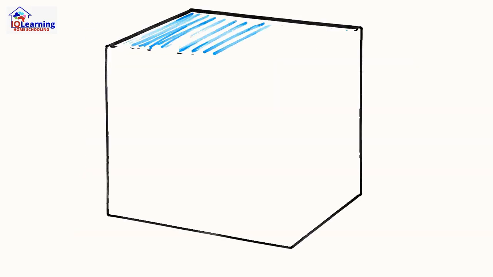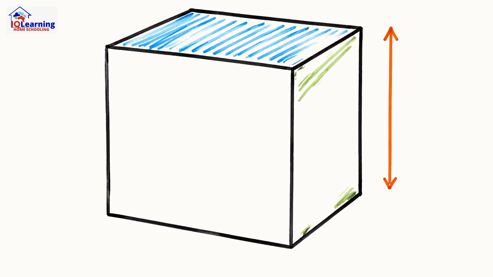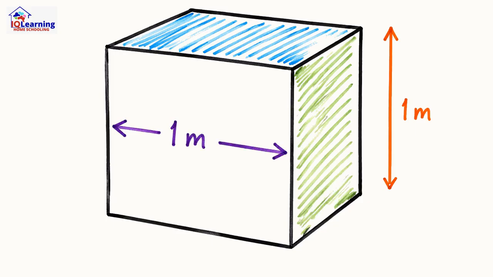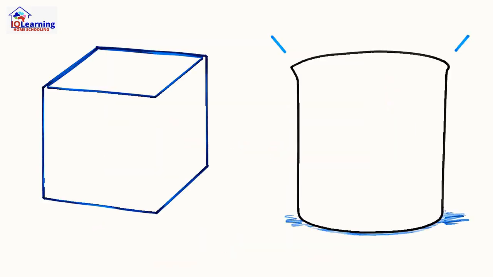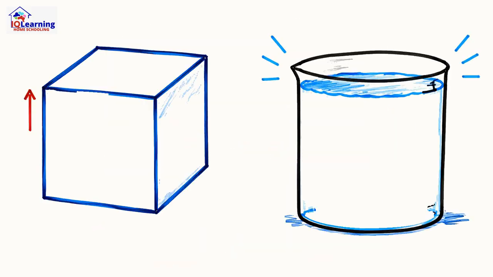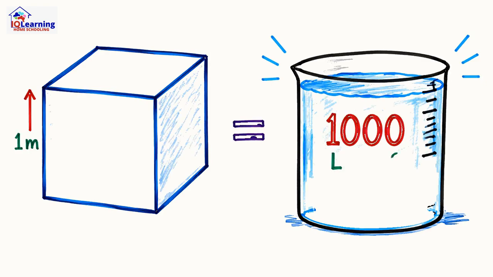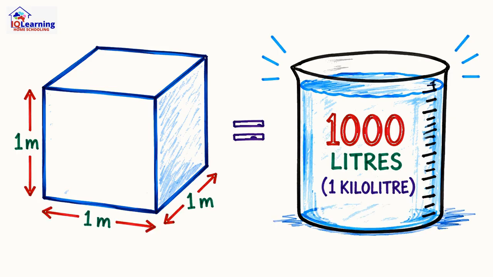Now, let's scale up. Imagine a large box that's 1 meter on every side. That's 1 cubic meter of volume. That single cubic meter holds exactly 1,000 liters, which we also call a kiloliter. This is our second bridge for larger applications.